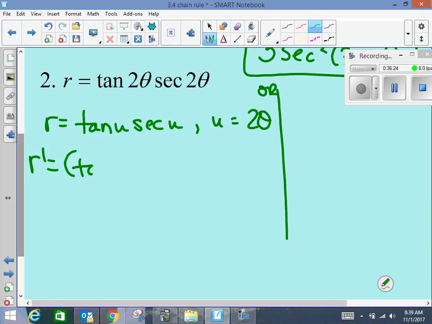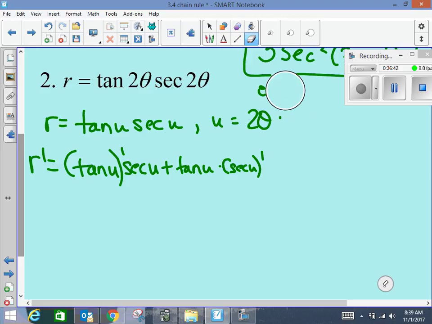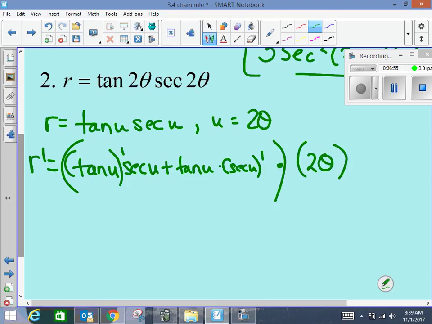So I'm just going to write it out. Tangent U, prime, secant U. What's the rest of it, Bailey? The product rule? Okay. And since nobody really thought of that other method, that can go there. Times, now be careful. This whole thing needs to be multiplied by what? The derivative of 2 theta. Theta is your variable this time.